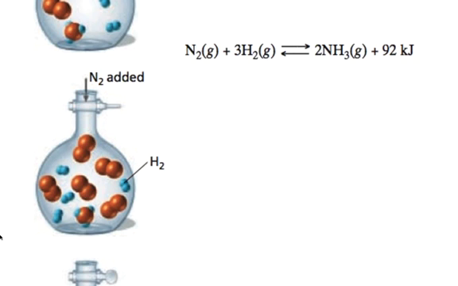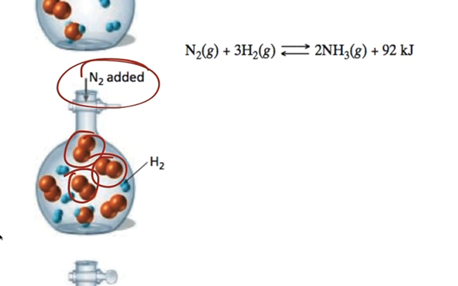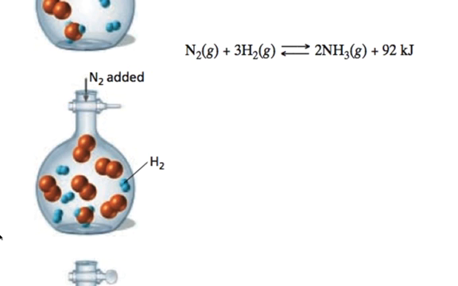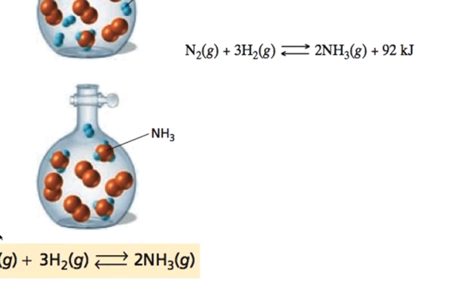Now we go down and we add some more nitrogen. Well, what is that going to do? If we add more nitrogen molecules, it's no longer in equilibrium. There are too many nitrogen molecules, so the reaction has to balance that out. And how does it do that? By making more ammonia, reacting with some of the hydrogen and making more ammonia. So it's going to shift over to the other side.